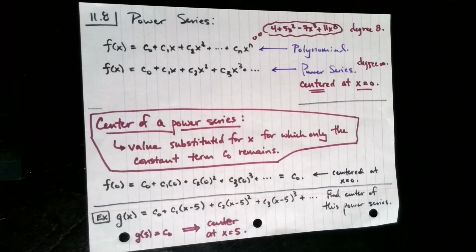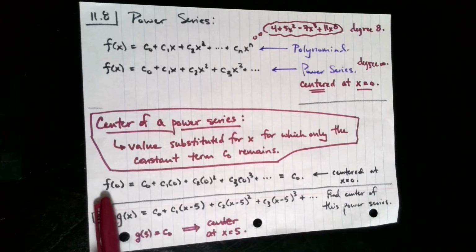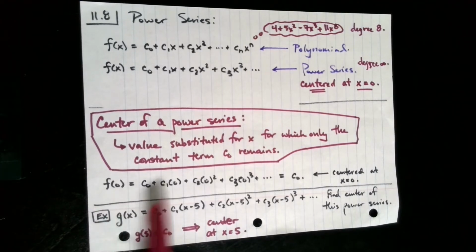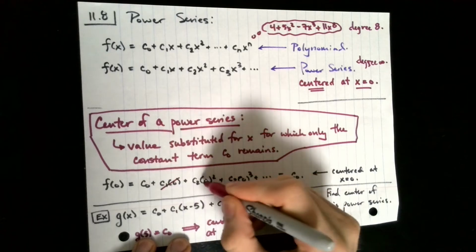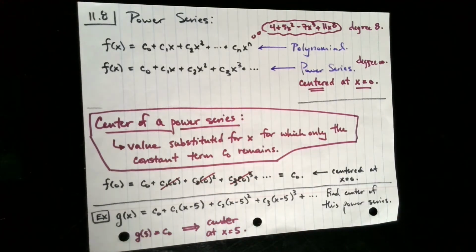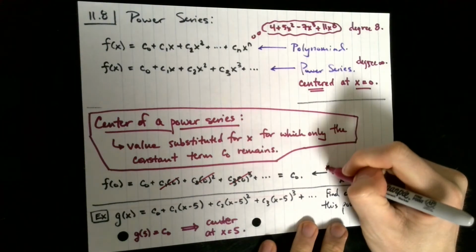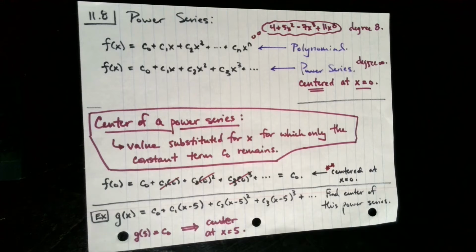There will be one number which you could substitute in for x. It would be a value which will only leave the constant term c0 remaining. So take this example that we looked at, right? If you plug in 0 for x, essentially all of these terms of degree larger than the constant term are gone. They all get wiped out. And what's left? Just c0. So that's why we say that this polynomial, or rather this power series, is centered at x equals 0. The center is the value you can plug in, which only leaves the constant term remaining.